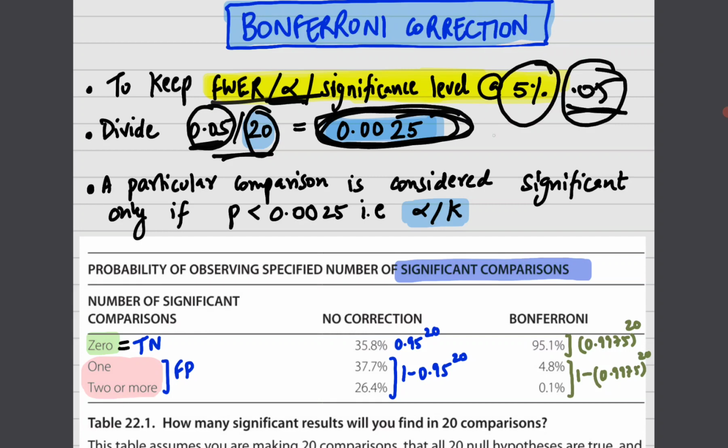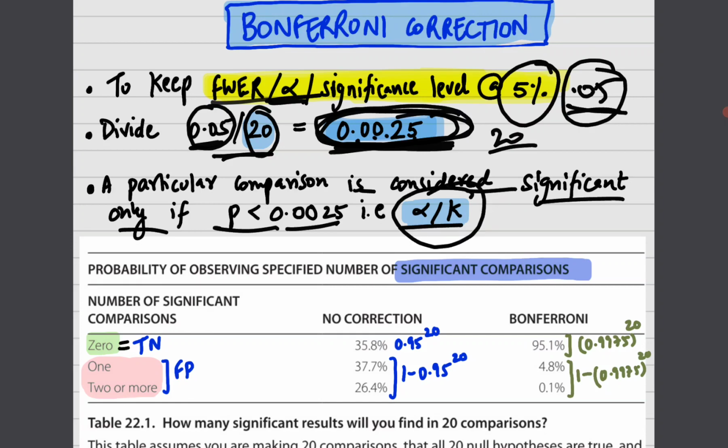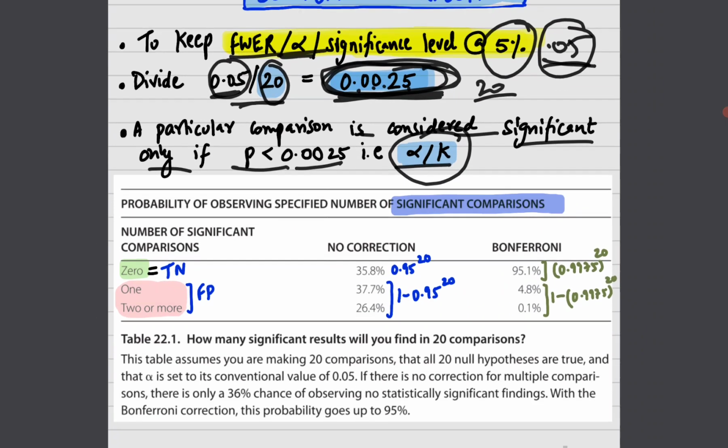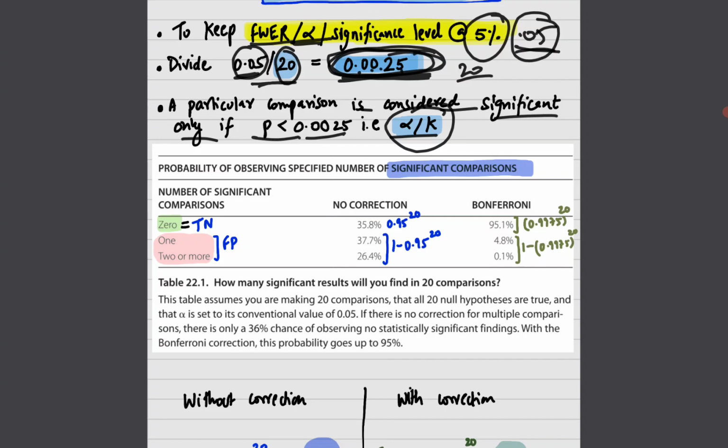It means that when you do 20 comparisons, only when the p-value is less than 0.0025 for each of these comparisons, then that comparison will be considered statistically significant. So a particular comparison will be considered statistically significant only if the p-value is less than 0.0025, or you can also call it alpha by k. I'll show you how, by doing this kind of correction, we are able to maintain the FWER at 5% or whatever your designated level is.